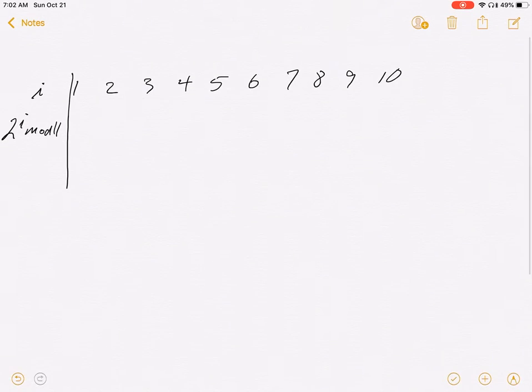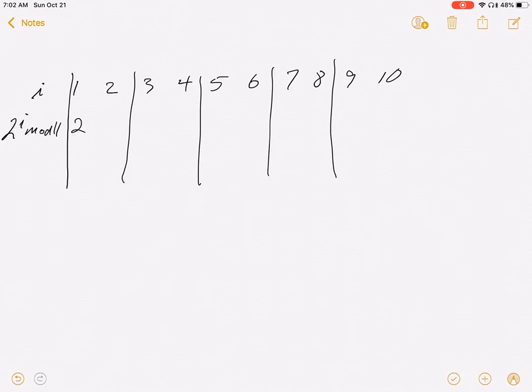So I'll create some table columns here, and then 2 to the first power mod 11 is of course 2. 2 to the second power is of course 4. 2 to the third power is of course 8. And 2 to the fourth power is 16, which mod 11 will be 5.